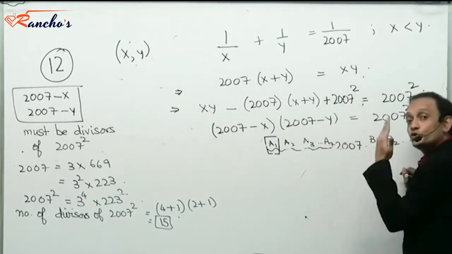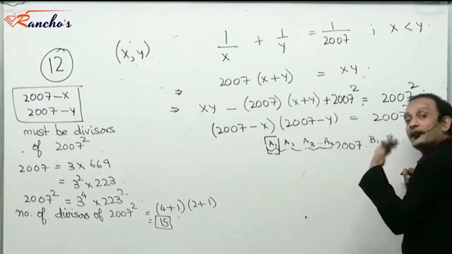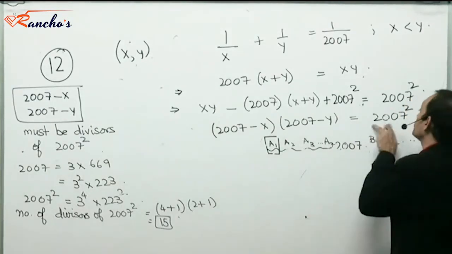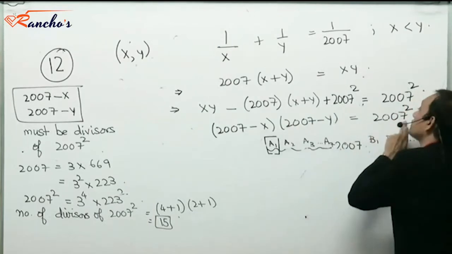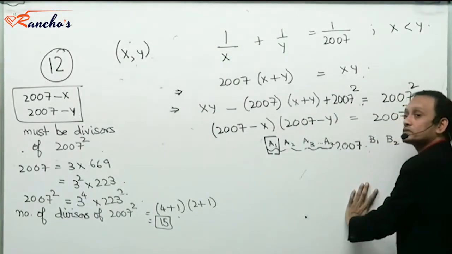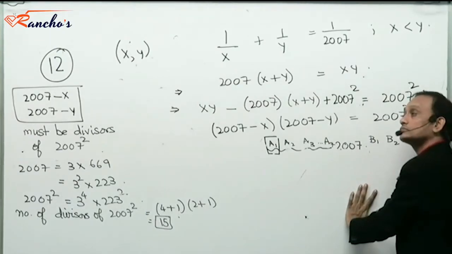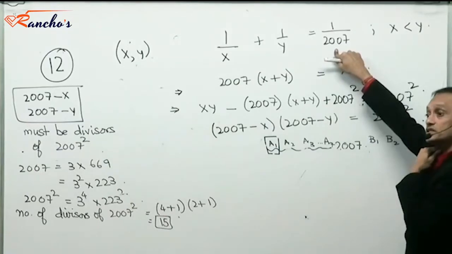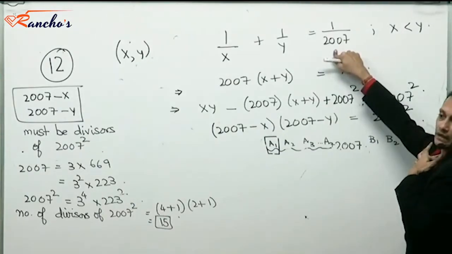A1 into the rest, A2 into the rest, A3 into the rest, and A7 into the rest. 7 ways, right? So there are 7 ways of expressing 2007 squared as a product of distinct factors. Yes or no? So there are 7 solutions in positive integers to this equation in which x is less than y.